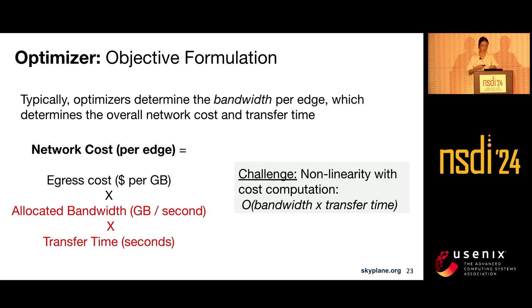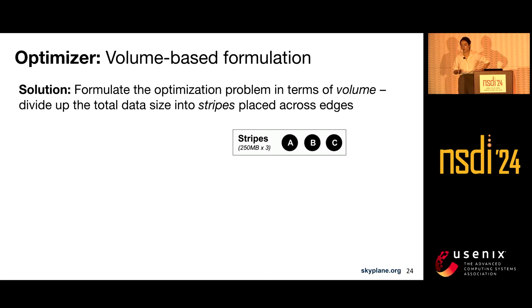Because for it to be a MILP, we need the variables to be linear. So our solution to this was to instead formulate things in terms of volume of data rather than bandwidth. So these are A, B, and C, this is just a simple example. Basically, stripes are subsets of the data.